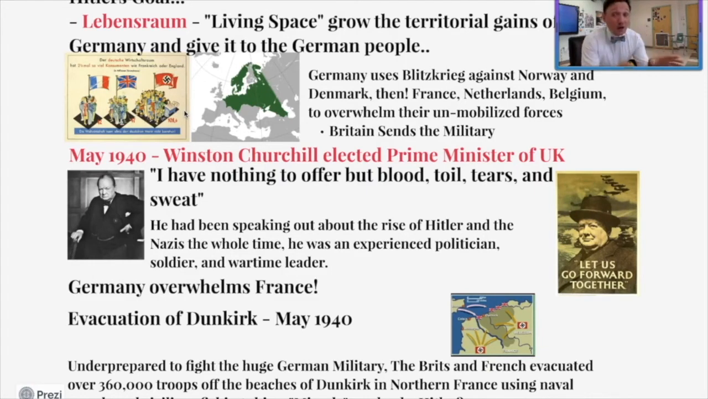And they're going to use not only naval vessels, but even civilian fishing ships. It's known as the Miracle. Now, the weird thing was, was this Hitler's plan? Did he plan to let them leave? Because nobody really knows, because all of a sudden the invasion just stopped. He had the French where he wanted them, and he just stopped invading.